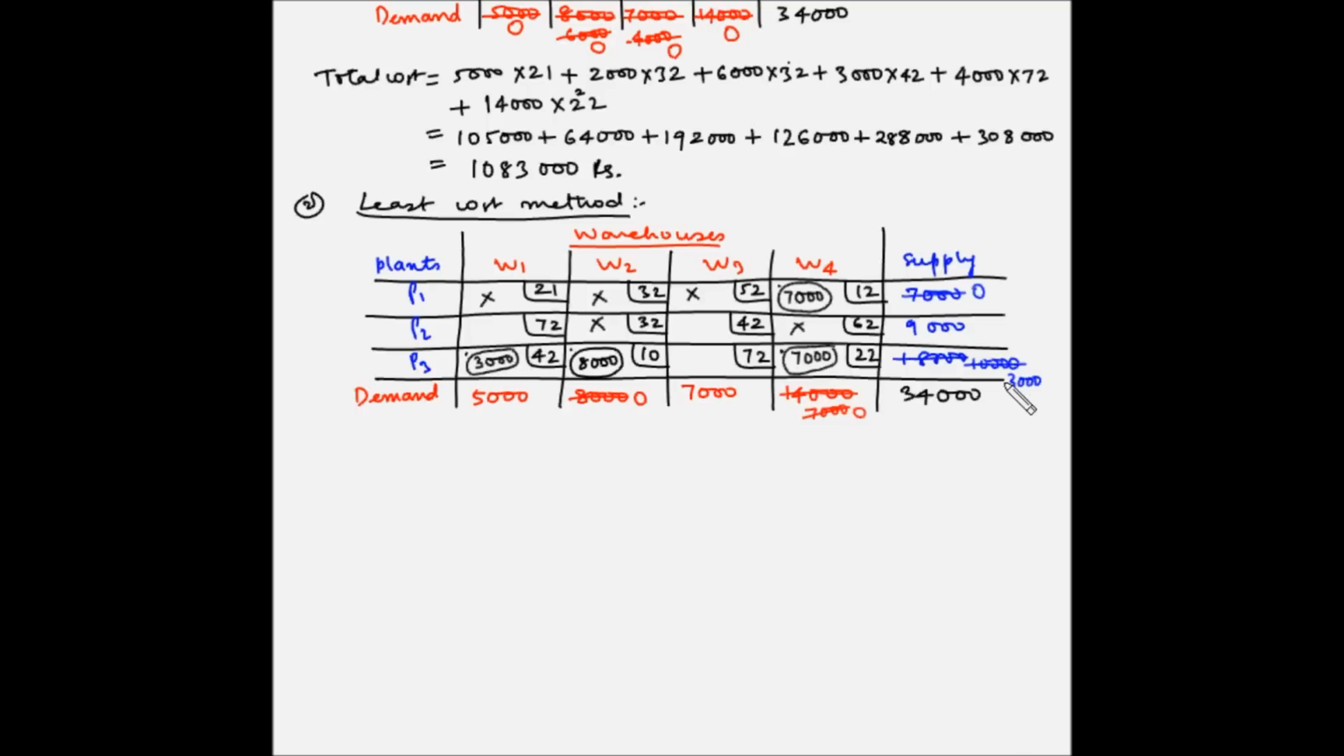Now with this allocation, the supply availability at P3 becomes 0, while the remaining demand at W1 is now 2,000 units. Now since the entire supply for P3 has been allocated, we'll cross off the unallocated boxes for P3, indicating that they are no longer available for allocation. Now let's again evaluate the remaining squares to find out the one which has the lowest cost. So P2W3 has the lowest cost now. Let's evaluate the supply and demand situation for P2W3. So W3 has a demand of 7,000 units, while P2 has a supply availability of 9,000 units. So the maximum we can allocate here is 7,000 units.